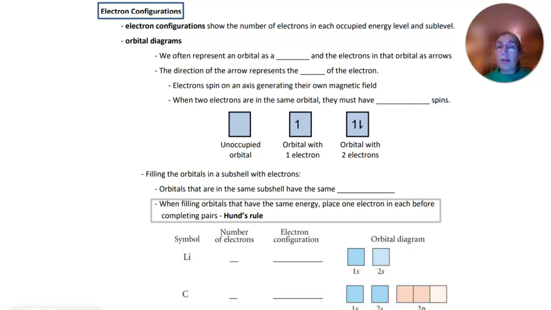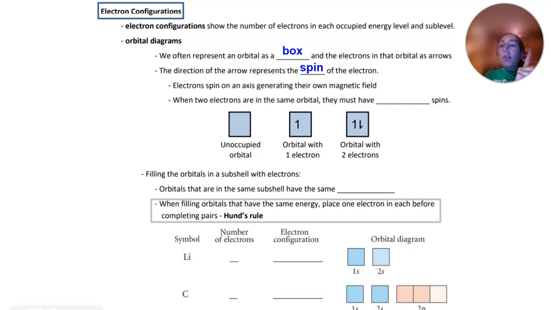So what are we talking about? Well, these are called electron configurations, where we show the number of electrons in each occupied energy level and in each sublevel. Orbital diagrams are ways that we often represent these. We often represent an orbital as a box and the electrons in that orbital as arrows. And the direction of the arrow represents the spin of the electron. Remember, I said that electrons are charges spinning on their axes, and you can have one spinning up and one spinning down, and then they'll be attracted to each other.